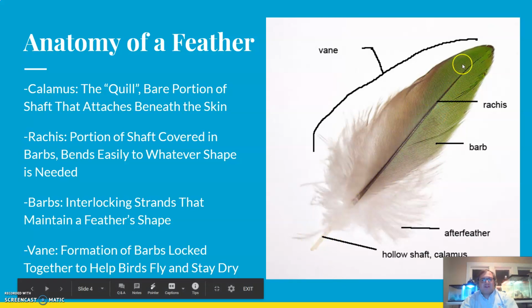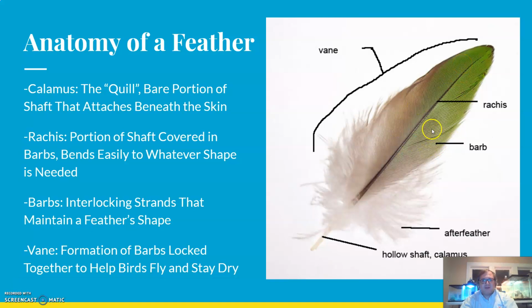Further up on the shaft here is the rachis. So this is the portion of the shaft that's covered in barbs. See all the barbs that are extending off of it. The rachis bends really easily to whatever shape is needed. So again, when a bird is in flight, this allows for flexibility as far as how the feathers need to bend in order to create that airfoil that they need for achieving flight. The barbs, again, these little individual strands, if you've ever messed with a bird feather in person, you know that you can kind of zip them and unzip them whenever you run your fingers along it in a certain way.